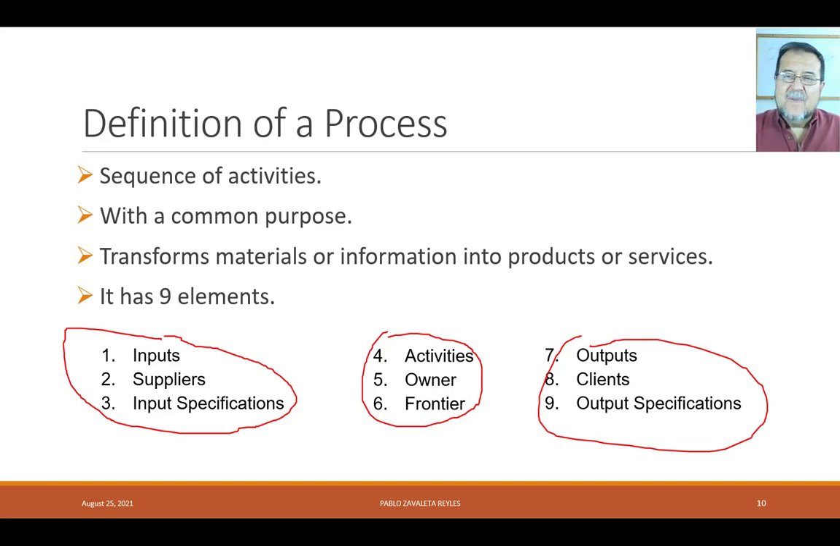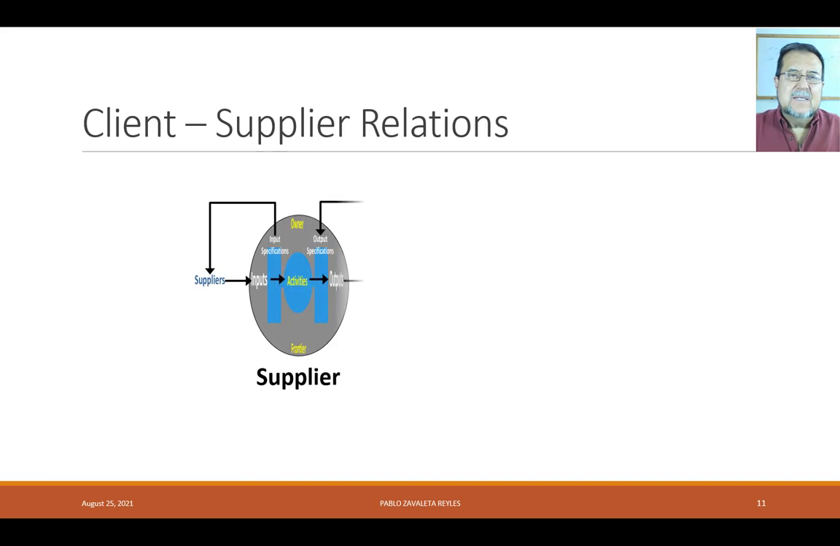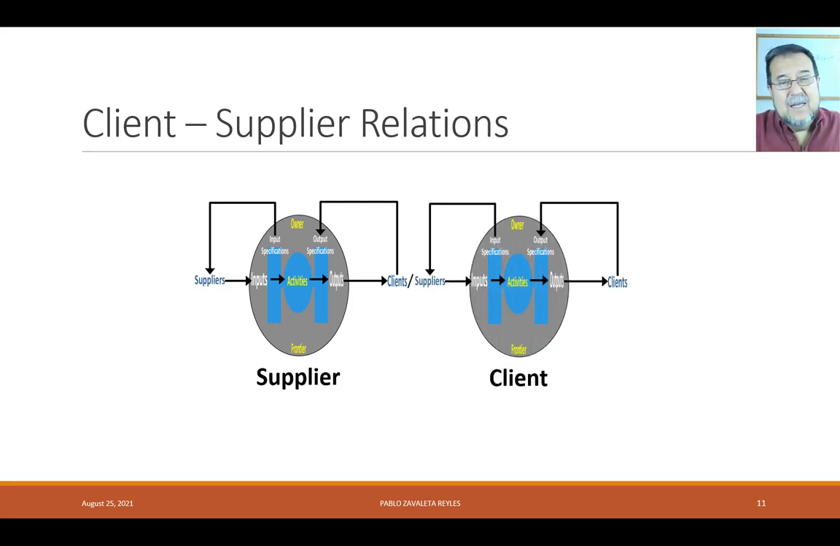Now, what is the relationship between a client and a supplier? Well, it's very simple. The output of the supplier is the input for the client. So, for the supplier, the client is the one who demands its outputs. For the client, the supplier is the one who gives him the inputs. But for the client, in their own sense, they also have their own clients. So it depends on which part of the process you are on. You might be a supplier, you might be a client.